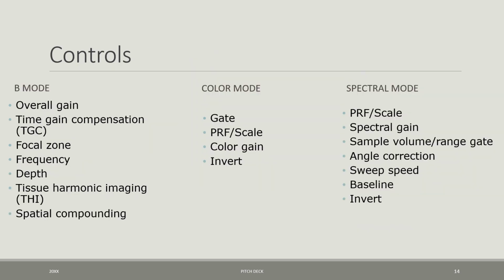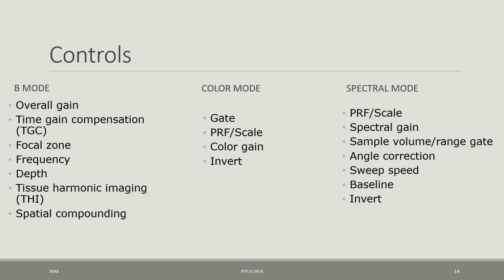All right, so that brings us to our controls. You are probably all very familiar with these, and I'm sorry if I'm boring you with any of this. Our B mode controls are our overall gain, time gain compensation, focal zone or focal spot, frequency, depth, tissue harmonics, and spatial compounding. Those are all things we can change on our B mode, or black and white mode, imaging to adjust or improve our image.